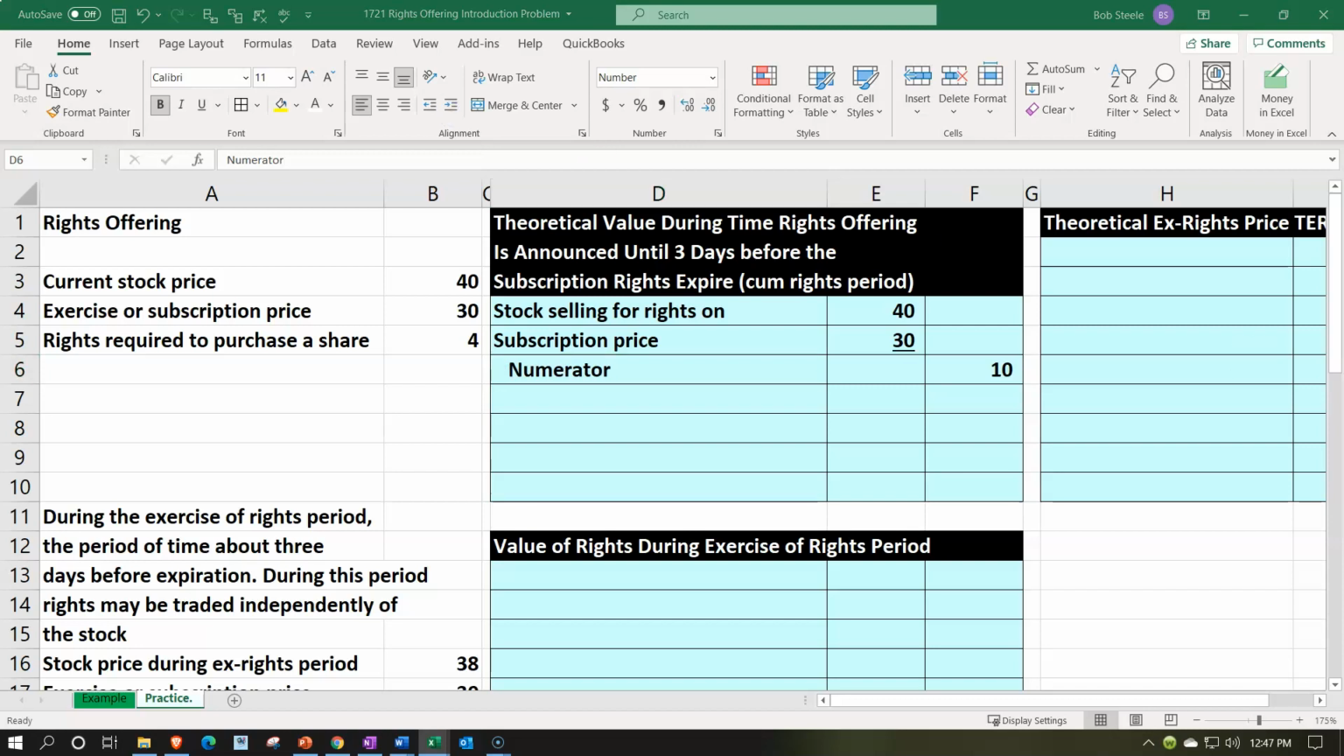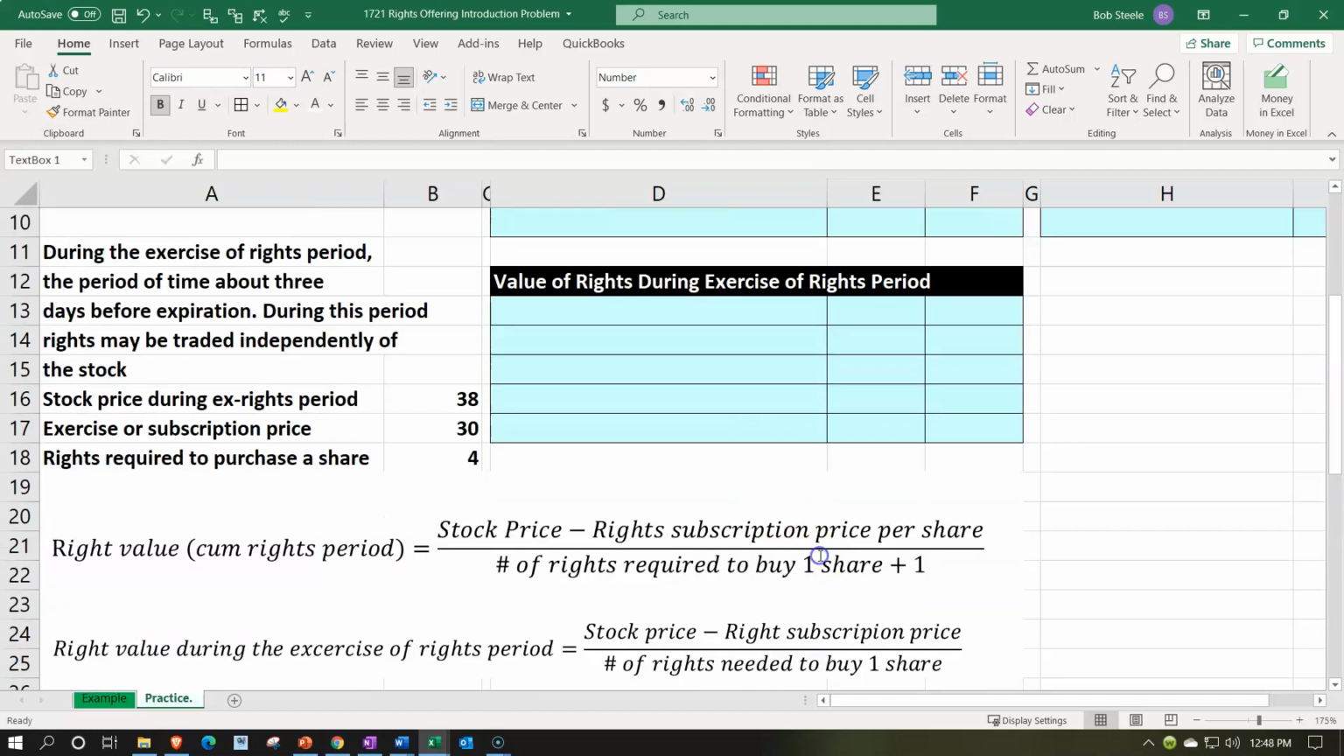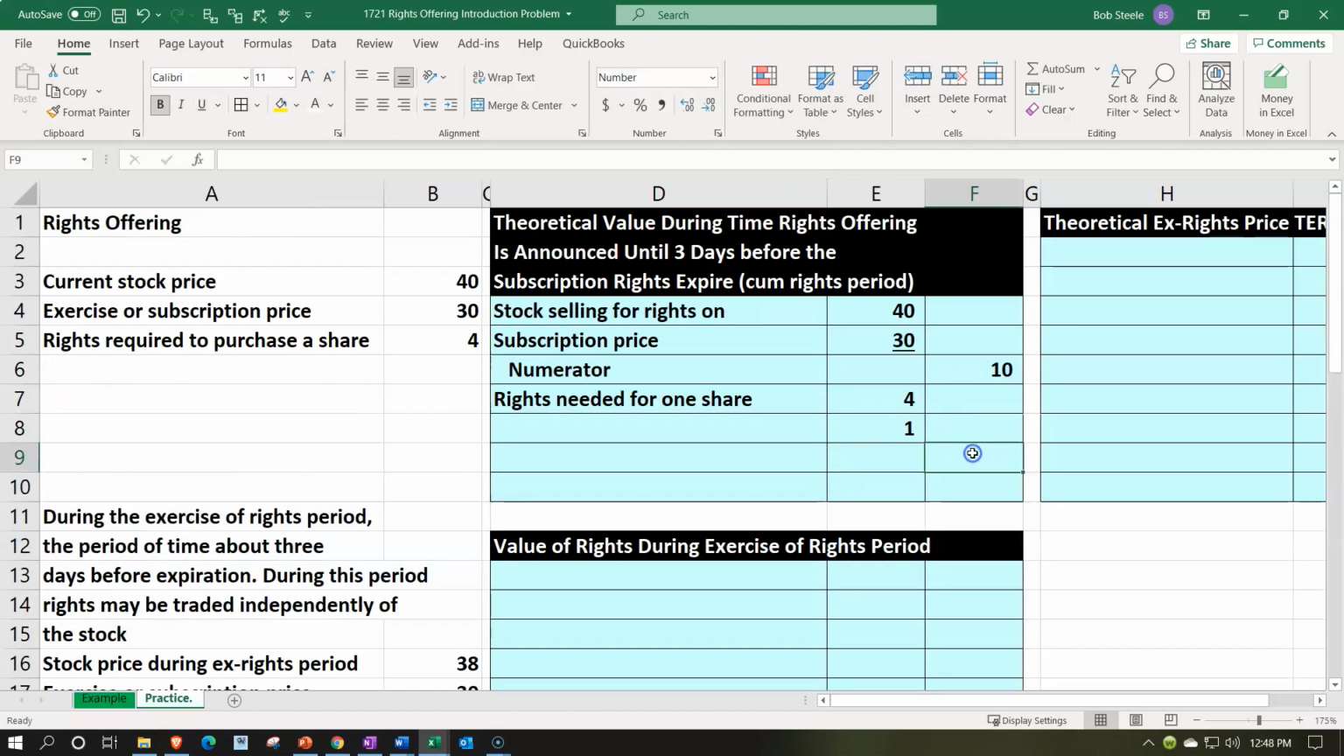And then we're going to take a look at the rights needed for 1 share. So how many rights do we need to get that discounted amount? We need 4 rights for that discounted amount, and then we're going to add 1 to it. So we're just doing this formula down below, and that's going to give us, of course, 5.